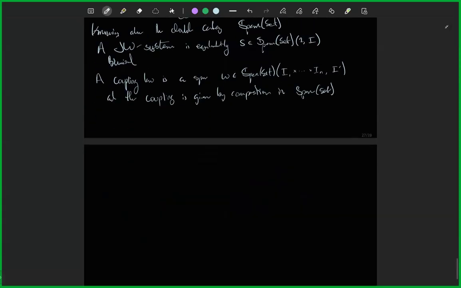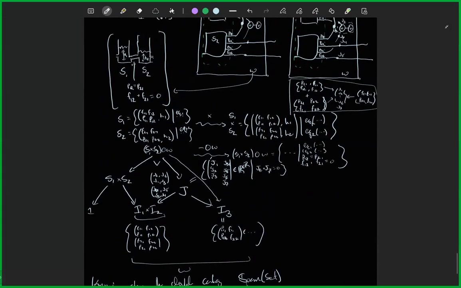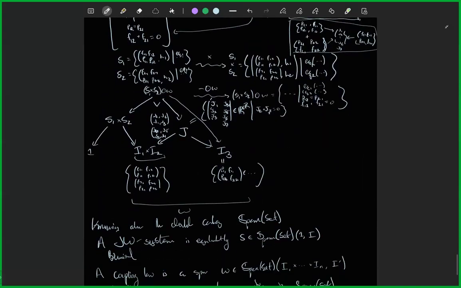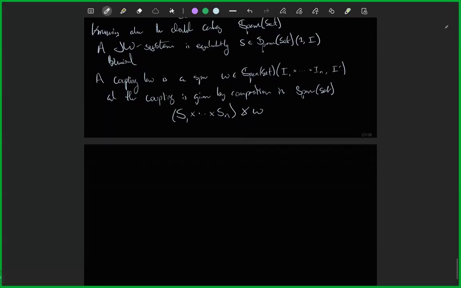Because composition in span set is given by pullback, right? So we have S1 times dot dot dot times Sn. And then I like to use this symbol for pullback. It's like a times, but we've connected the bottom, because it's like a product, but we connected the two at the bottom of the leg. W, like this. So yes, this was a huge undertaking to reinterpret adding a few extra equations to a bunch of variables. But now we also see that we get a nice algebra for the composition of all these things, because we know what this is.